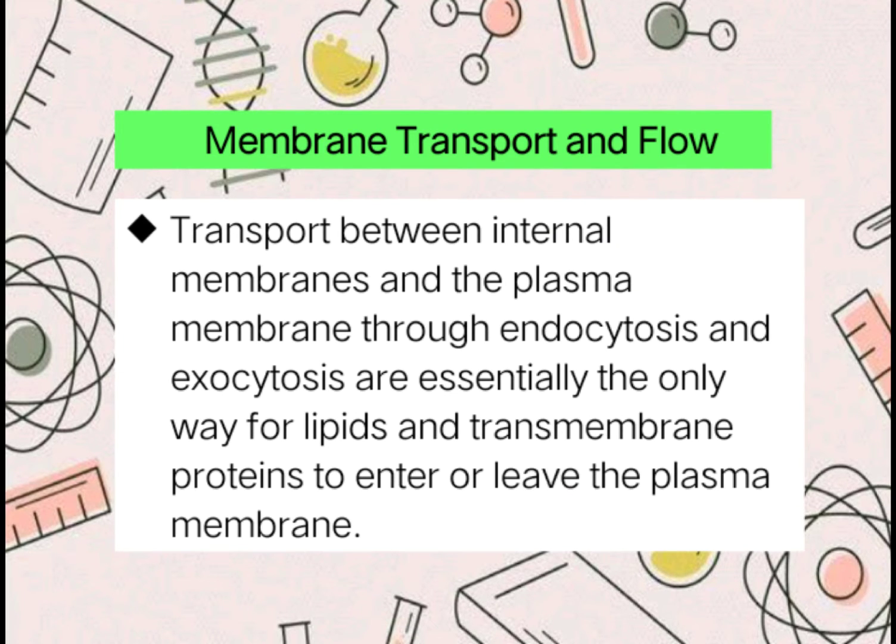Membrane transport and flow. The transport between internal membranes and the plasma membrane through endocytosis and exocytosis are essentially the only way for lipids and transmembrane proteins to enter or leave the plasma membrane. Endocytosis includes several different processes, including clathrin-mediated and caveolar endocytosis, by which patches of the plasma membrane invaginate inward and bud off to form vesicles, thus reducing the area of the plasma membrane.